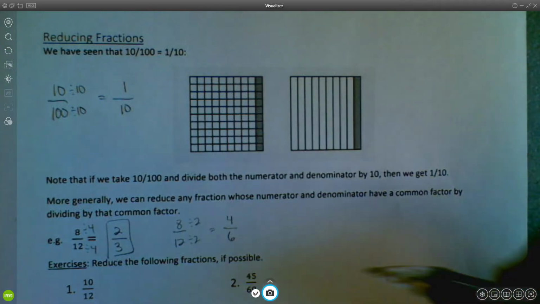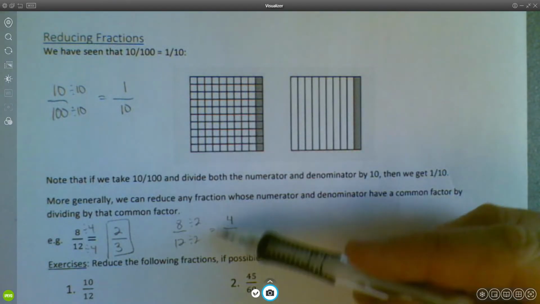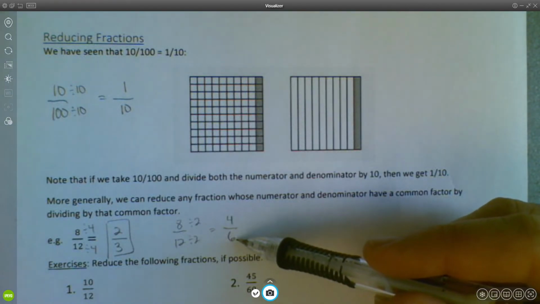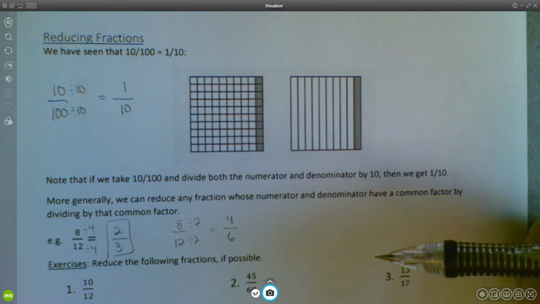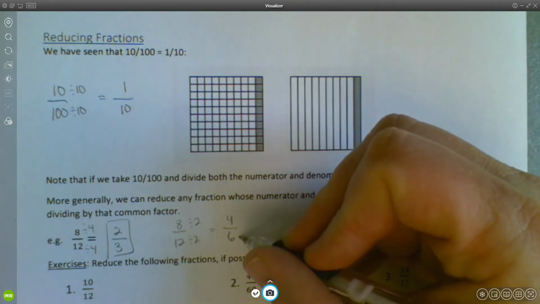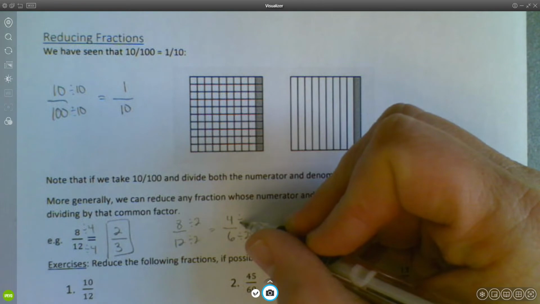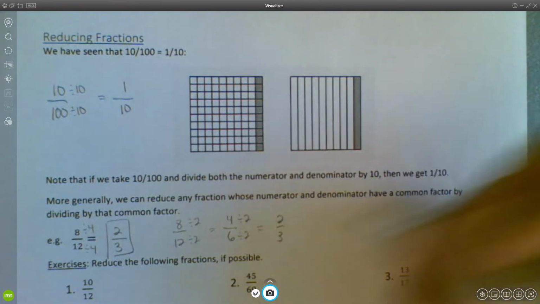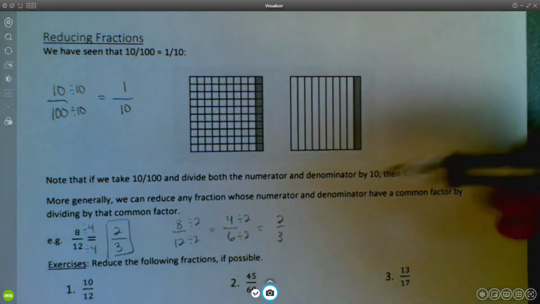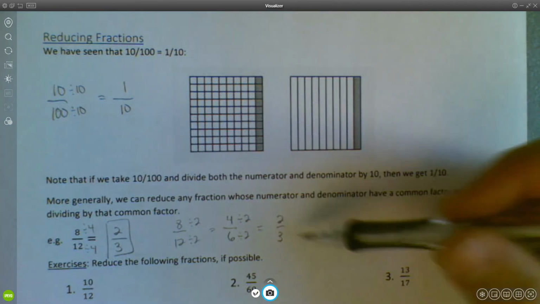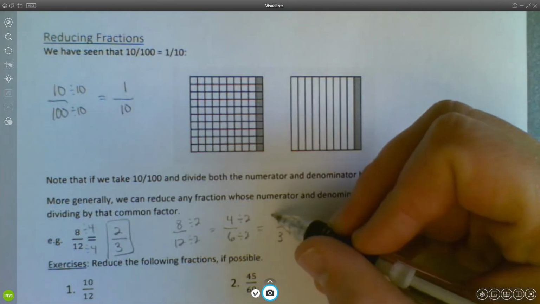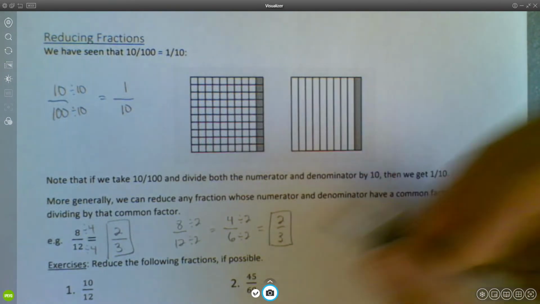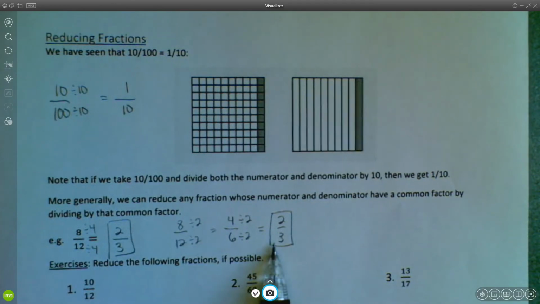And now you just ask yourself, can this be reduced any further? Is there a number that goes into both 6 and 4? And the answer is, well, yes, 2, again, goes into both 6 and 4. So I can reduce it by 2 again and get 2/3. And then I can repeat the question again. I can say, is there anything that goes into both 2 and 3? And this time the answer is no. So we get 2/3. Either way you do it is acceptable.